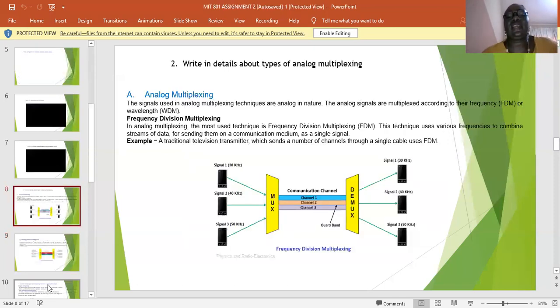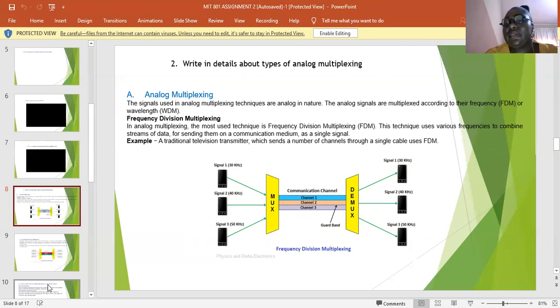The next question states, write in detail about types of analog multiplexing. We have different types of analog multiplexing. But first, let me briefly talk about analog multiplexing. The signals used in analog multiplexing techniques are analog in nature, and we have 2 types. We have the frequency division multiplexing, and we have the wavelength division multiplexing.